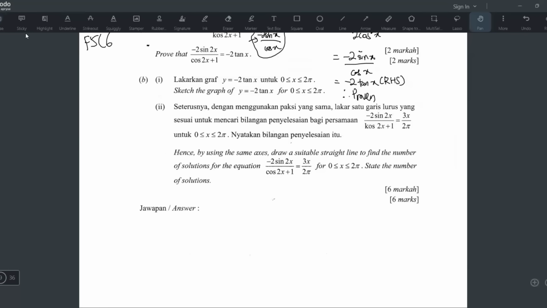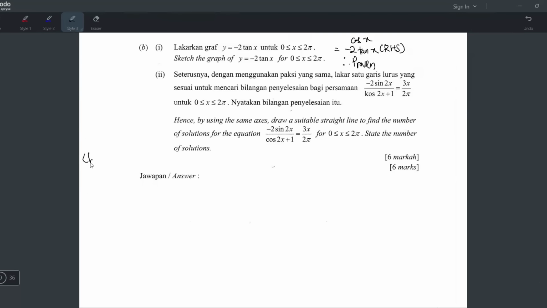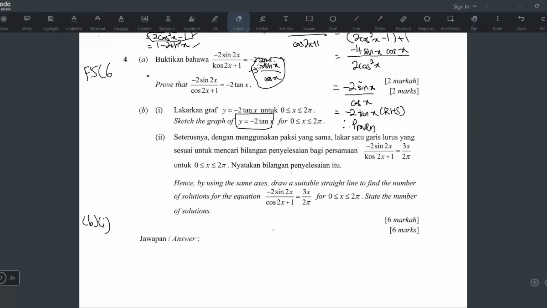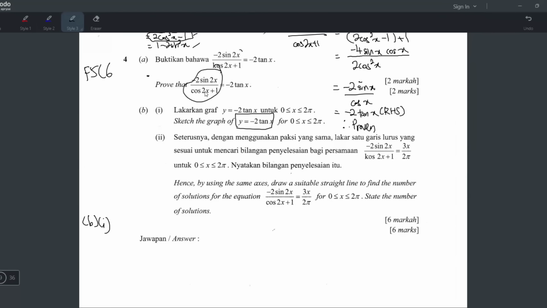Alright, let's do B1. They say sketch the graph of y equals negative 2 tangent x for x between 0 and 2 pi. If you look at the A question, negative 2 tangent x can change to this thing, right? But will I change it? No, because we're trying to sketch. If you change to this, imagine trying to sketch this. How to sketch? Because usually when you sketch, you want the equation to only have one trig function, either sine or cos or tangent. When it's like that, how are you supposed to sketch, right?